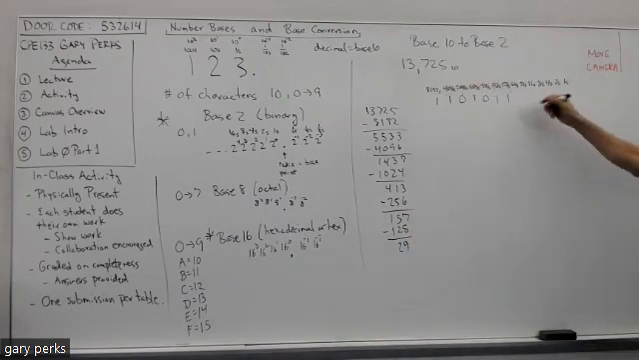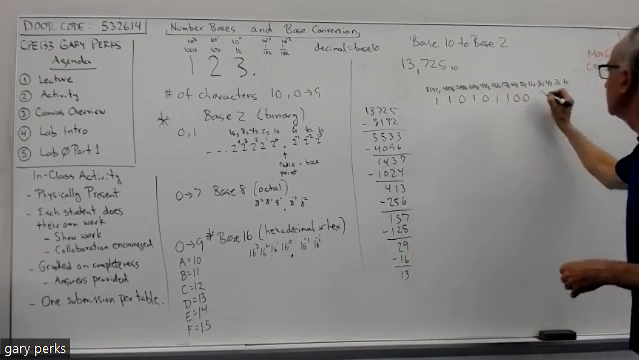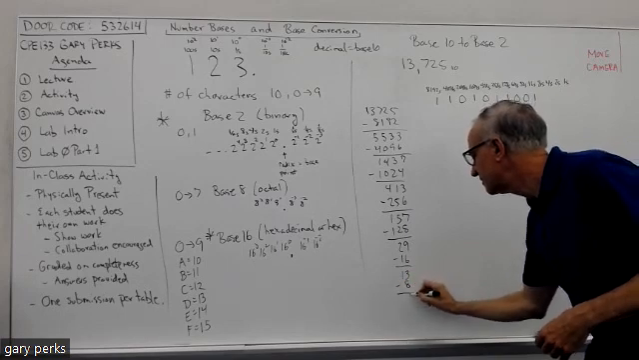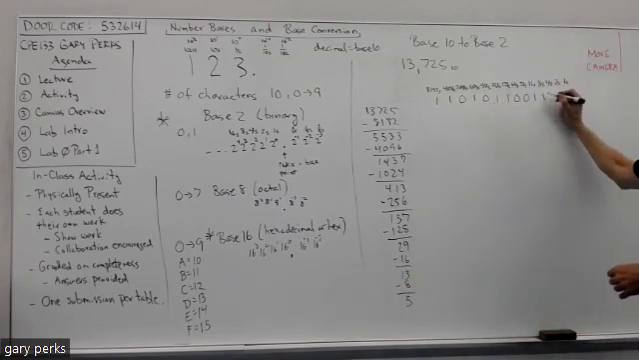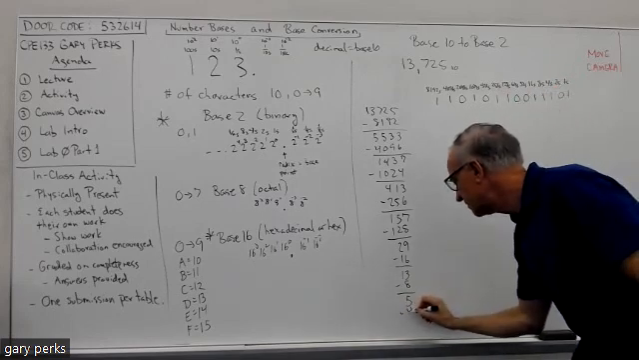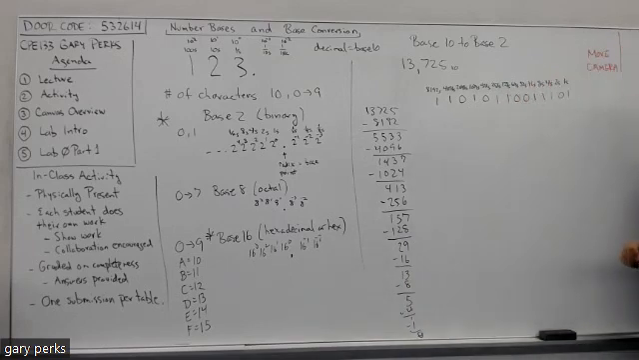Is there a 64 in 29? No. Is there a 32 in 29? No. Is there a 16 in 29? Yes. So minus 16. 13. Okay, there's an 8 in 13. And then we'd have a 4 and a 1, right, for the 5. Minus 4 and minus 1, right? So you just keep doing this until you get to 0.